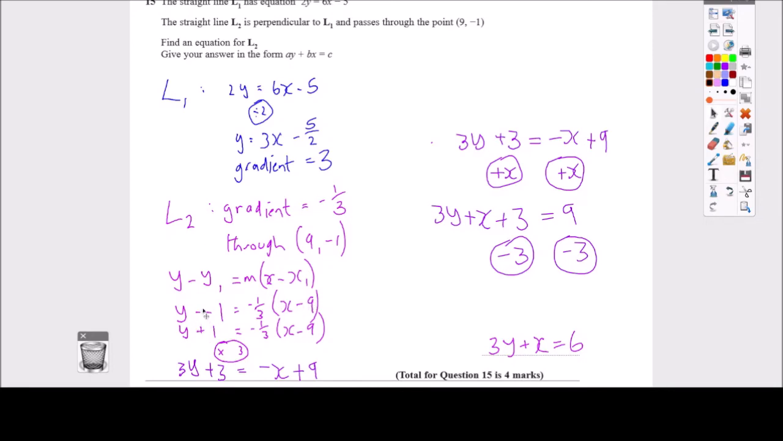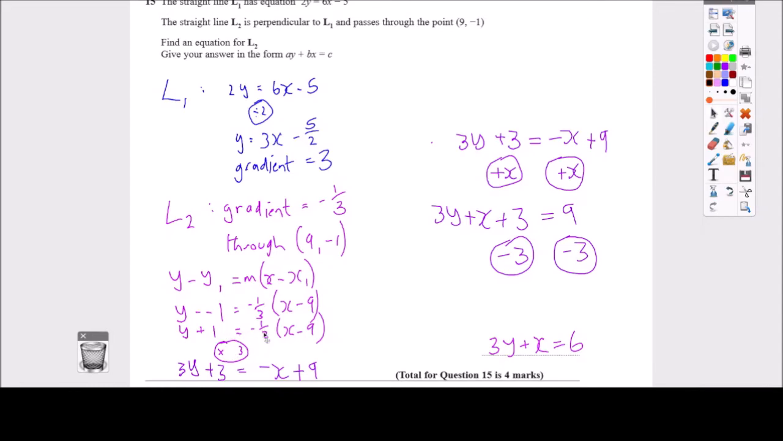And just tidying up the left-hand side, minusing a minus 1 is adding 1. Now, because I want the answer in this format, I'm going to choose at this point, rather than do the claw and just generate some thirds, to multiply both sides by 3. So on my left-hand side, I get 3y plus 3.